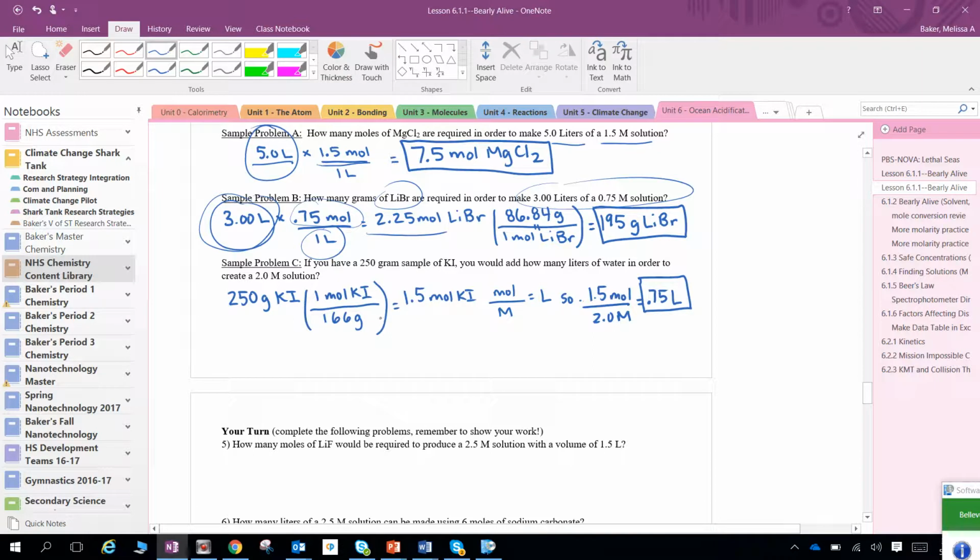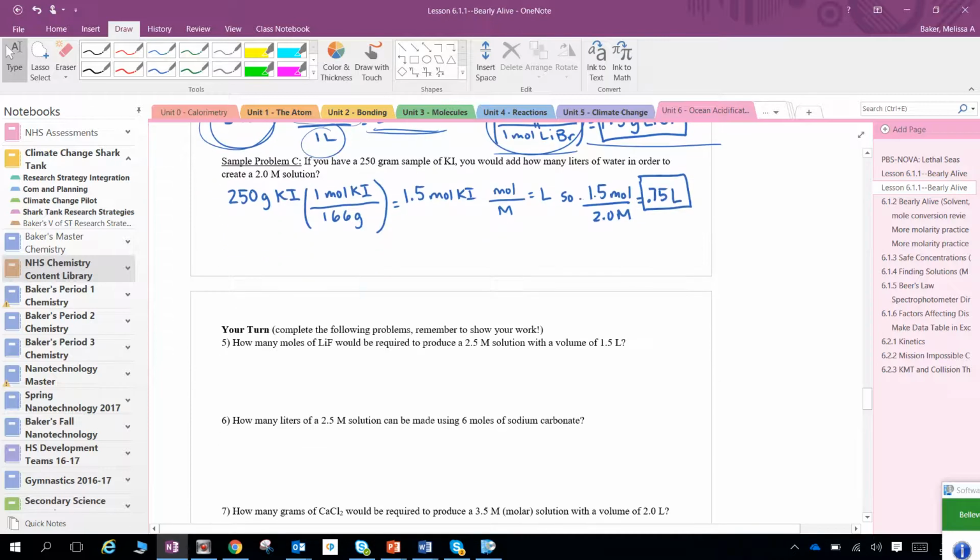Well, what does that mean in grams? You've got to use your periodic table. Every 1 mole of lithium bromide weighs 86 grams, about. So if you need 2.25 moles, we've got to multiply. So I get my final answer there of 195 grams.